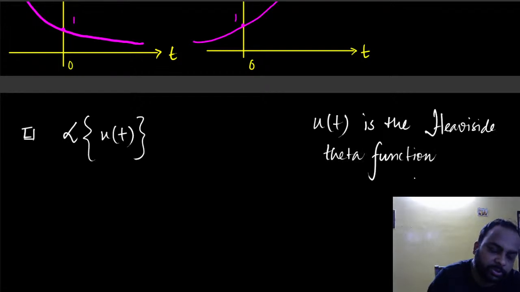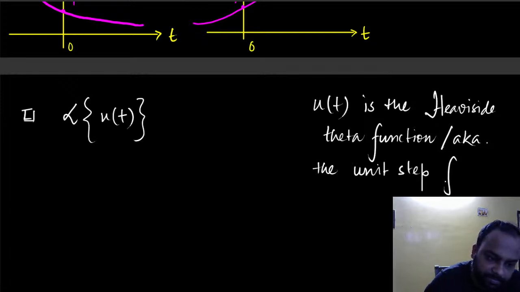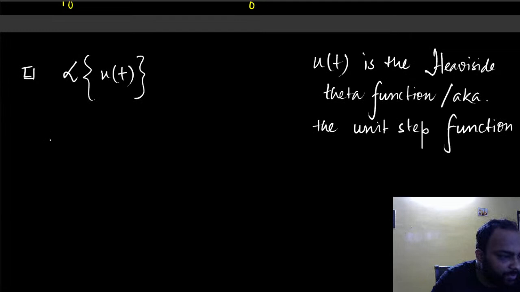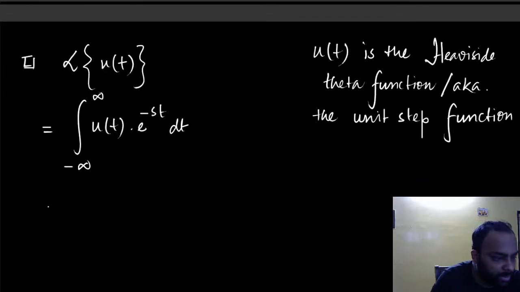So that's the name used by physicists, and we call it the unit step function. All right, so what is the Laplace transform of this? Again, let's use the definition, right? So we are integrating from minus infinity to plus infinity, u(t) multiplied by e to the power minus st, integrating with respect to t, right?